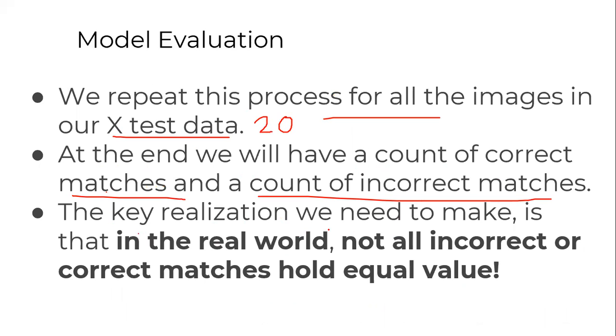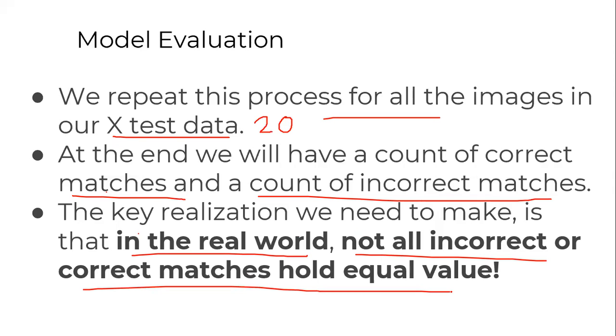So the key realization we need to make is that in the real world, not all the incorrect or the correct matches hold equal value. You need to keep a note of this sentence. In the real world, not all the incorrect or the correct matches hold equal value. You can think of it like this: suppose you go for a corona test. The output of the test can be whether you have corona or you don't have corona, right? So these are the two outputs of the test. But in reality, there are two options.